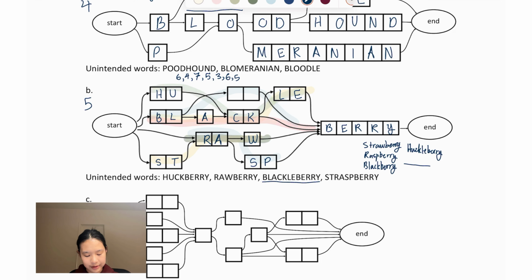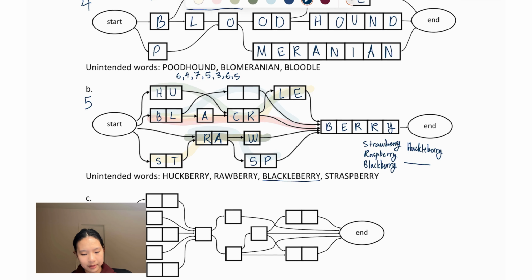So we just have this 2-letter space at the very top that starts with a BL and then ends in berry. So this is most likely going to be blueberry. And that's the missing word.